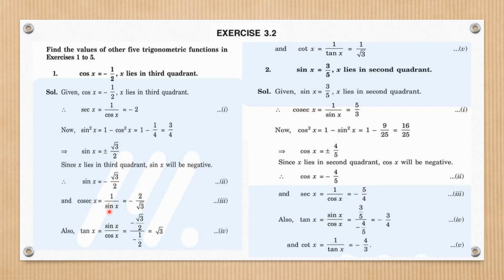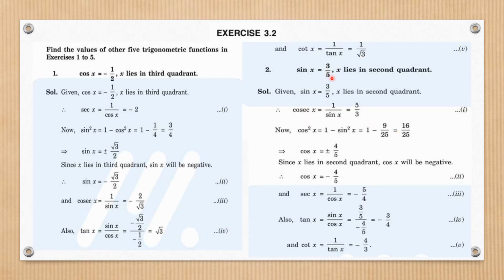Okay, and cosecant x is the reciprocal of sine, that is minus 2 by root 3, and tan is the ratio of sine and cos, that is minus root 3 by 2 over minus 1 by 2, which is root 3, and tan will be positive, as in third quadrant tan is positive. Okay, cot is the reciprocal of tan, which is 1 by root 3.